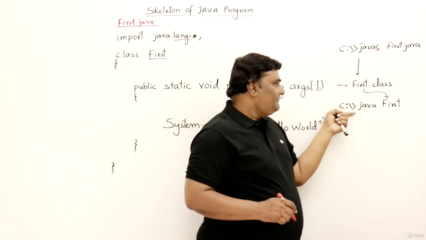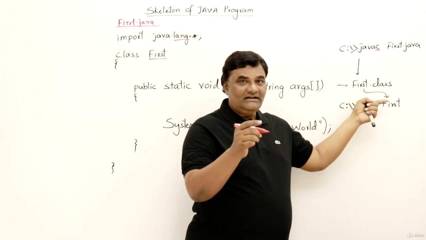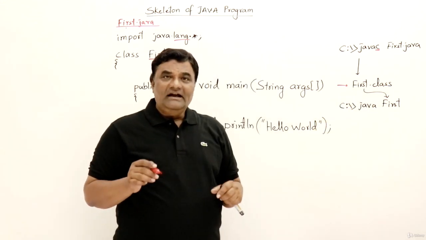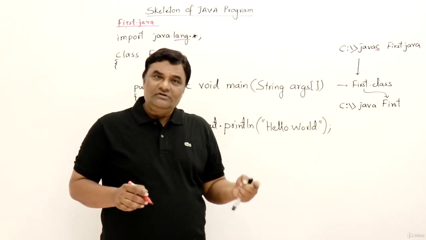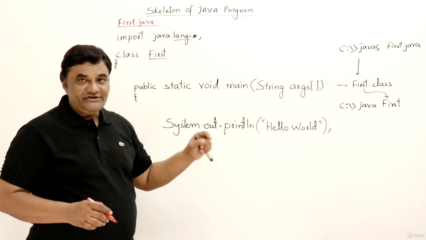Again on the same prompt, say Java and give the file name. Don't write .class, just give the file name first and it will run the program. As you know, JVM is an interpreter. It will convert that byte code into machine code and it will execute the program. So this is how you can compile and execute the program.